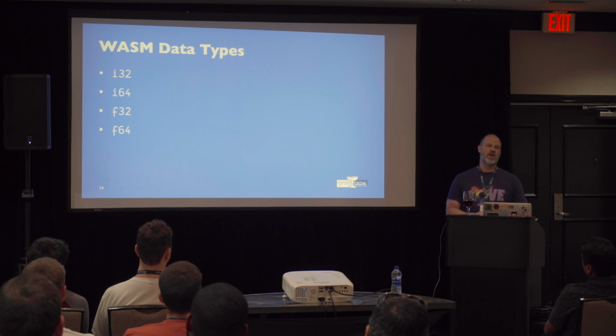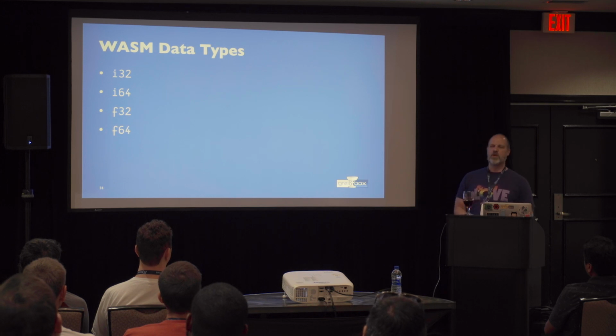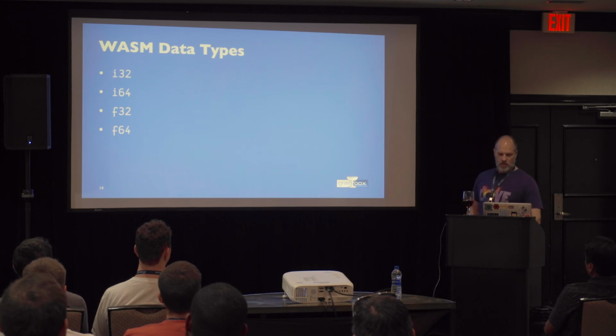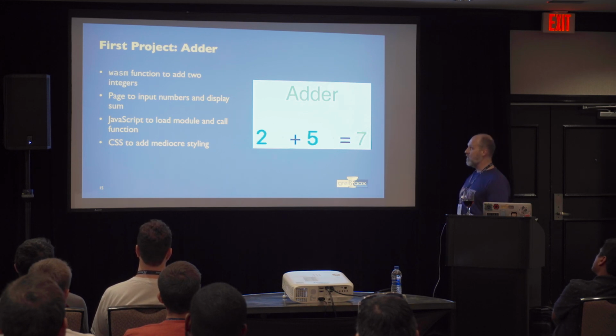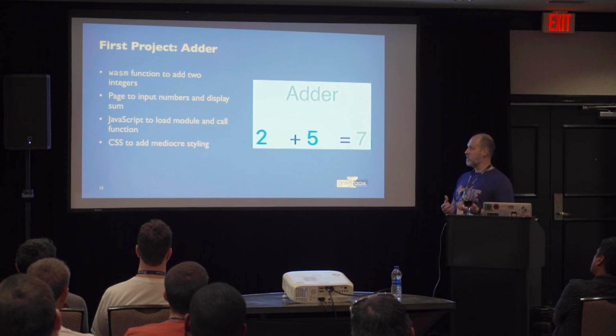So that's why the canonical example for WebAssembly is something that either adds 1 to a number you pass to it, or adds 2 numbers together. You pass in 2 numbers and you get the sum. So that's what we're going to write. We're going to write a project called adder, very imaginatively named. It's a WASM function that's going to take 2 integers, add those together and return that.